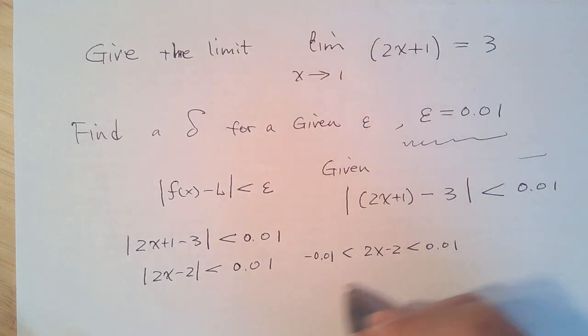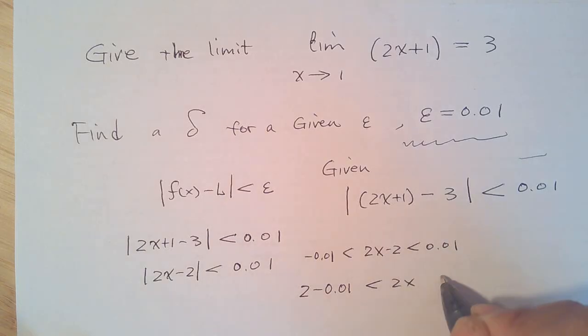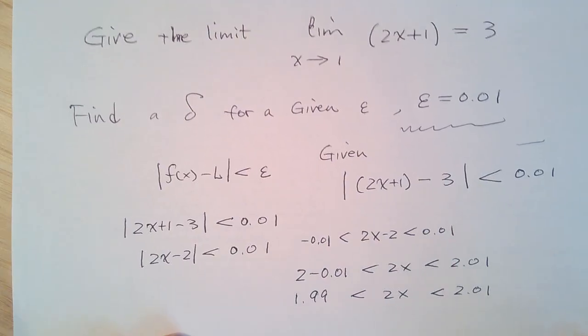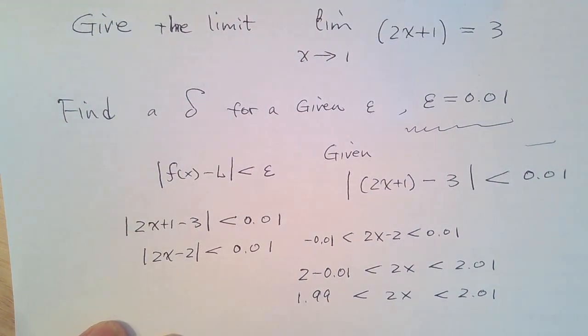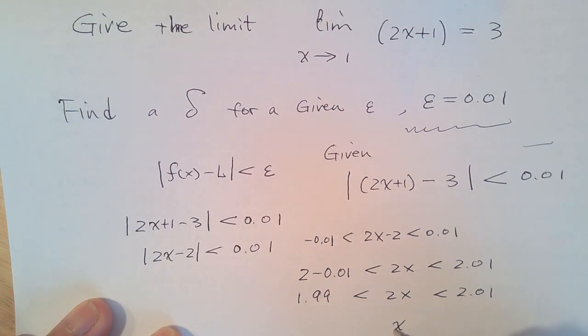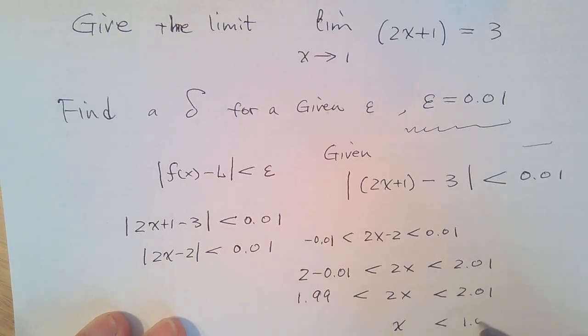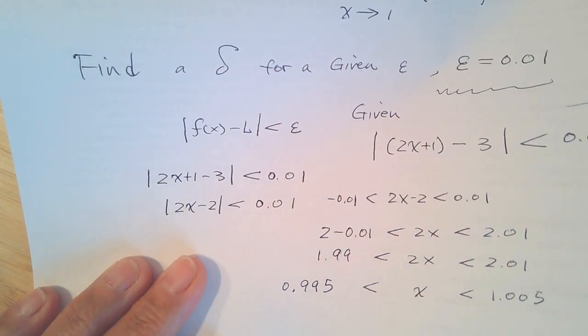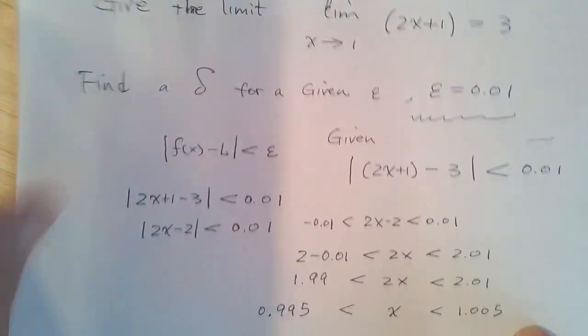Then I add 2 on both sides, so I get 2 minus 0.01 less than 2x less than 2 plus 0.01, which here is 1.99 less than 2x less than 2.01. I hope I'm not going too fast. The next step, I'm going to divide by 2. So I get x is less than 1.005, and here divided by 2, I will get 0.995. Okay, and I need to find a delta.